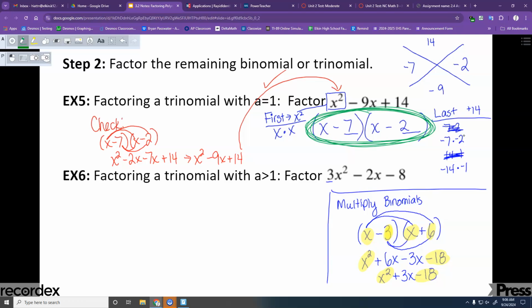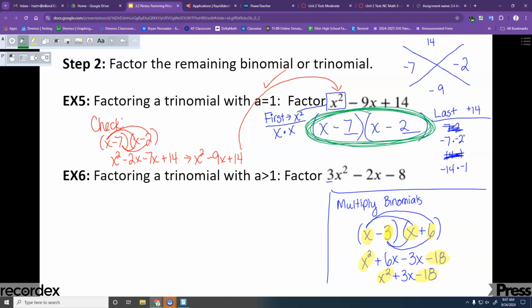Does everybody at least remember having to do this? Not how to do it necessarily, but having to do it before, okay? So you do it in math, you start doing it in math 1, you do it again in math 2, here we are in 3, doing it all over again. All right.